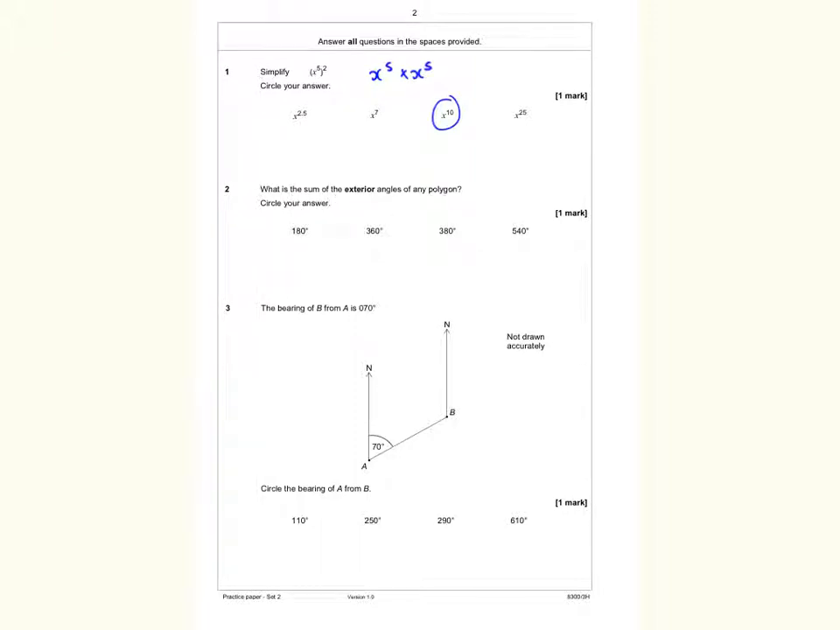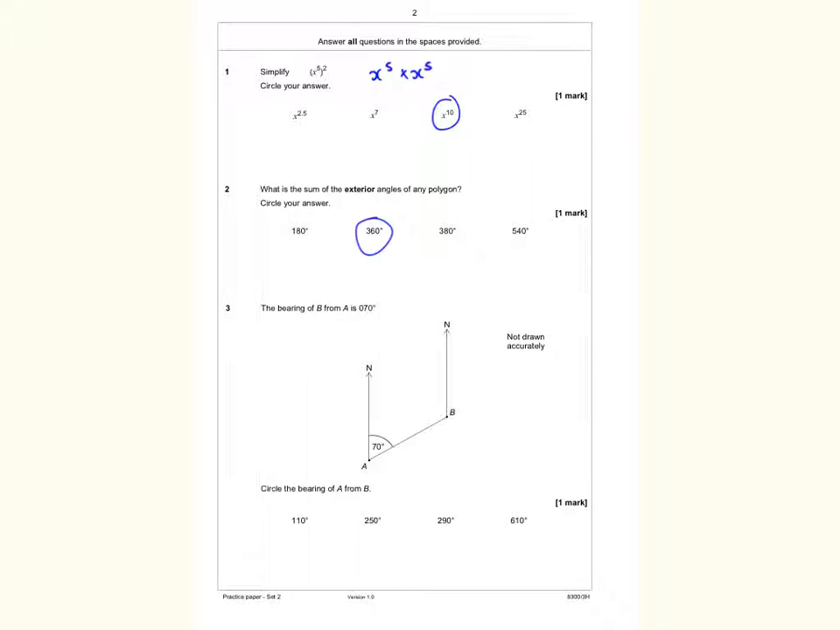Question number 2, what is the sum of the exterior angles of any polygon? Now normally we're taught to find one exterior angle of a regular polygon. We will do 360 divided by the number of sides, and the number of sides is the number of exterior angles that it has as well. So if that's the case, then they must add up to 360. Okay, so 360 degrees.